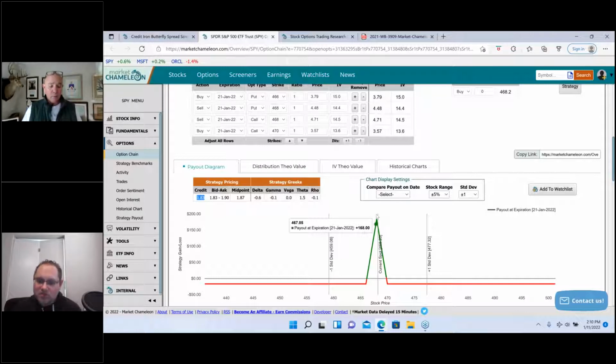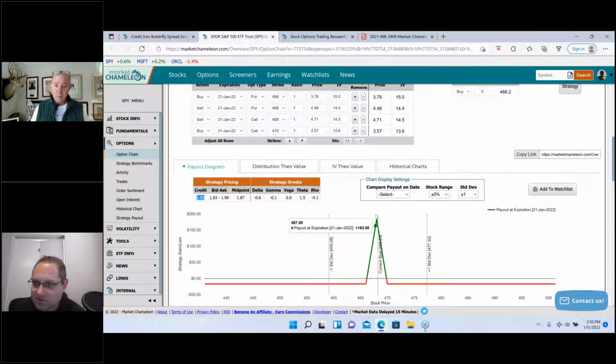And if it moves, you could see that you'll have to buy that butterfly back. If it moves violently to the upside, it would result in a loss because you've got to buy back, or violently to the downside. And as you could see here, you're really neutral. You want that stock to sit right there at that 468 level, right? That's your sweet spot. That's where you stand to make the most.